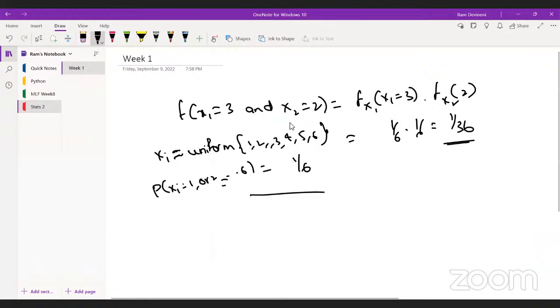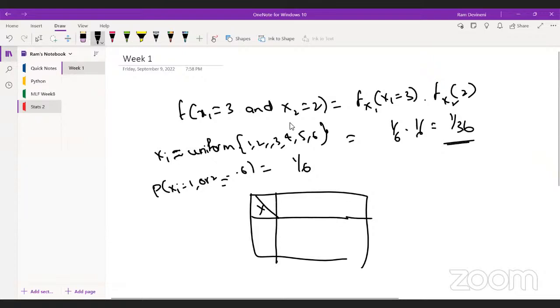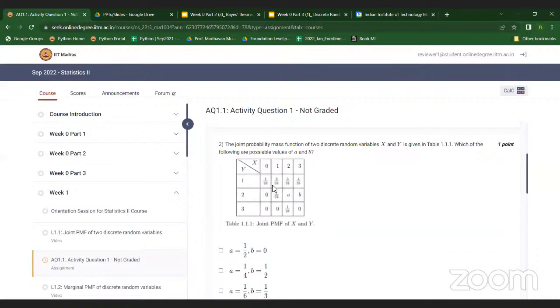Like for example, we have this table. The sum is equal to 1, correct? All the entries should be greater than or equal to 0. Yeah, correct. So let us do the sum first.